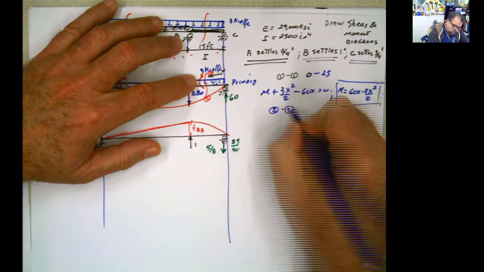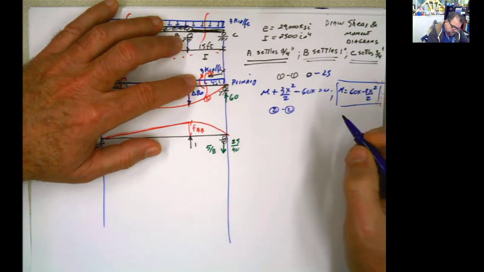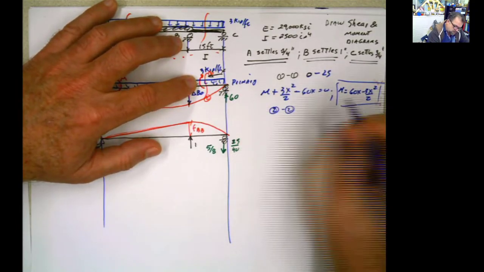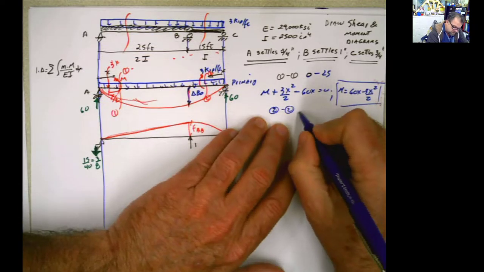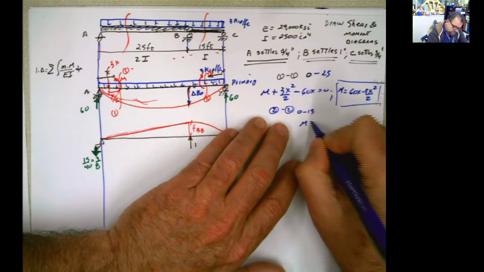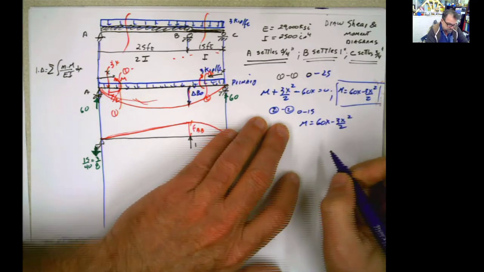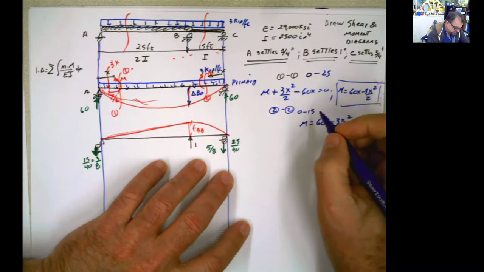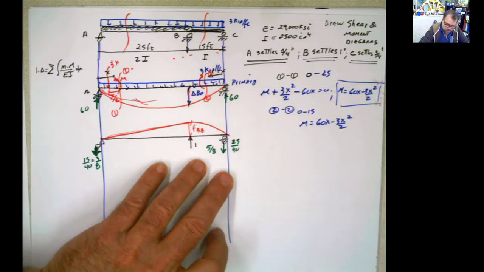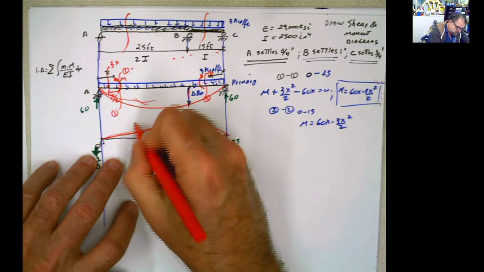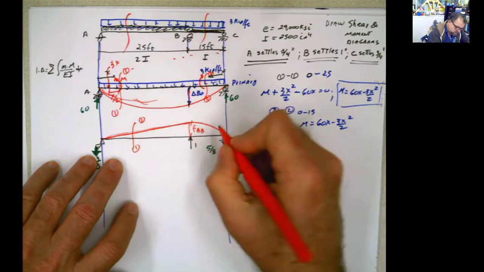So for section 2, 2, my M is going to be also the same thing. It's from 0 to 15. My M is going to be equal to 60x minus 3x squared divided by 2. So that part is completed. Now we need to do the same thing here. Section 1, 1. Section 2, 2.